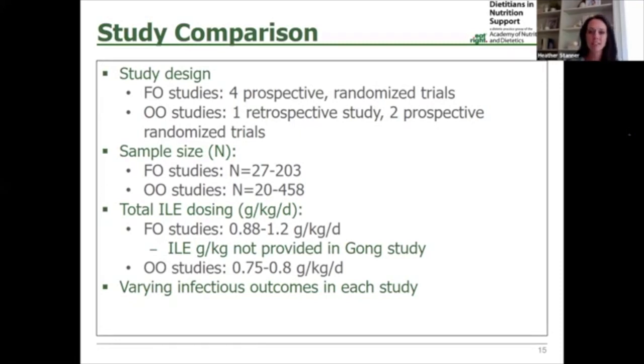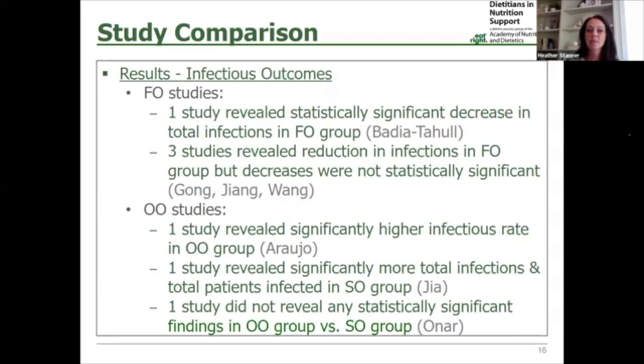And in all of these studies, the infectious outcomes varied per study. So no 2 studies were alike in the types of infections that they captured. In terms of results of infectious outcomes, we also saw varying results. In the fish oil studies, all 4 of the studies did show a reduction in infectious outcomes in the group that received supplemental fish oil.